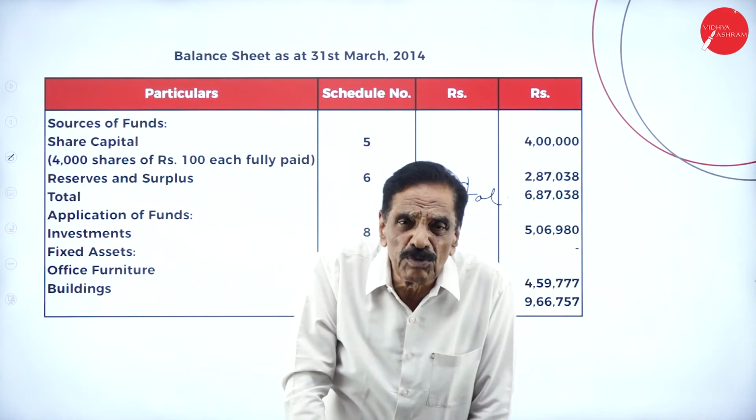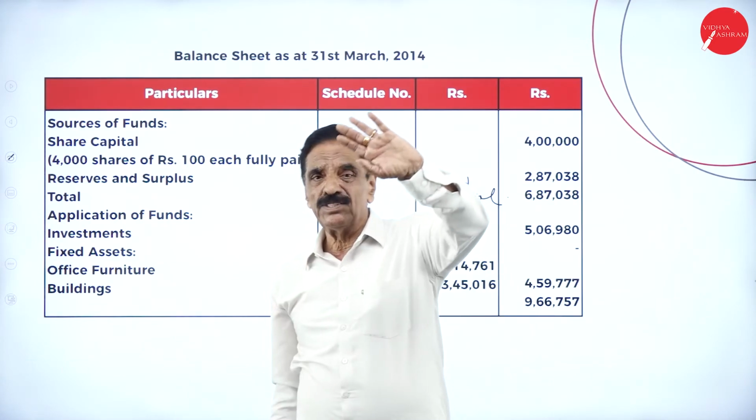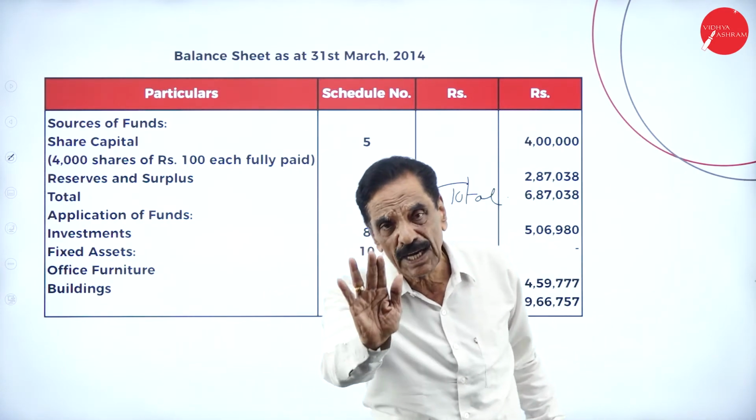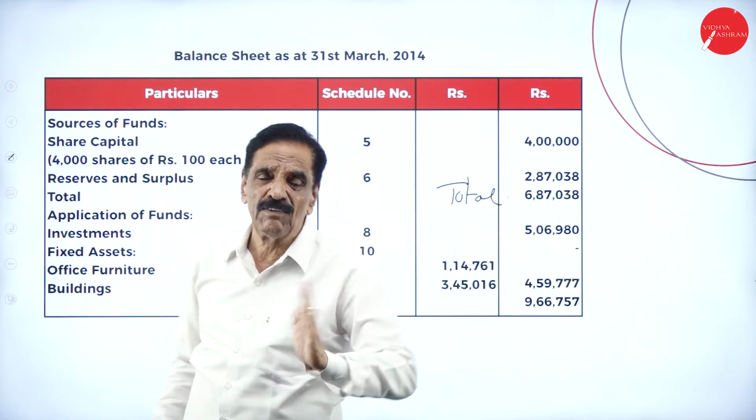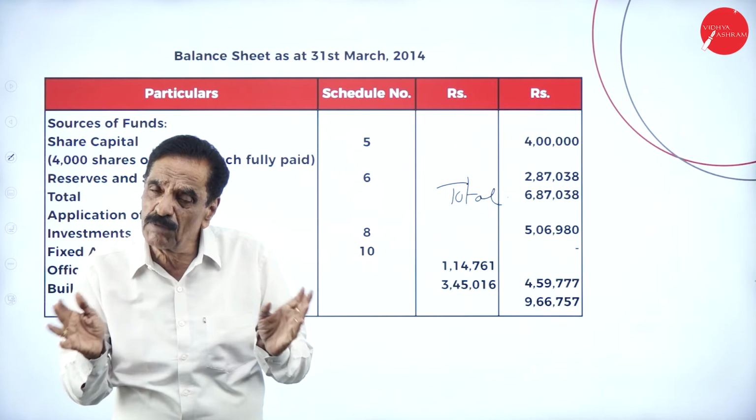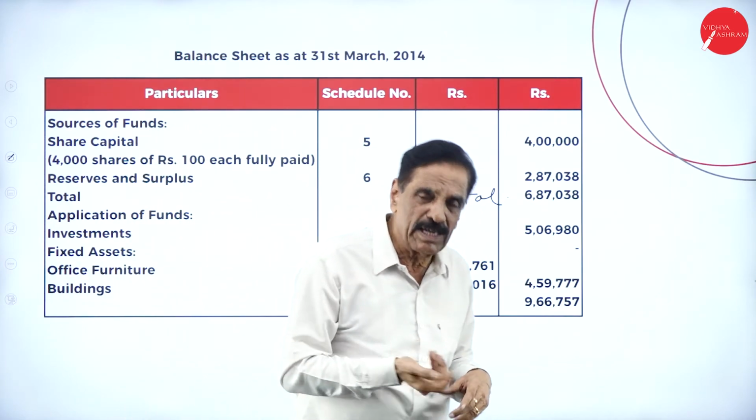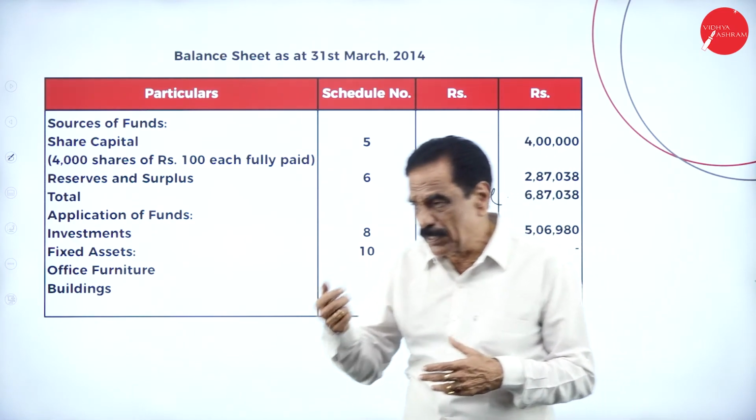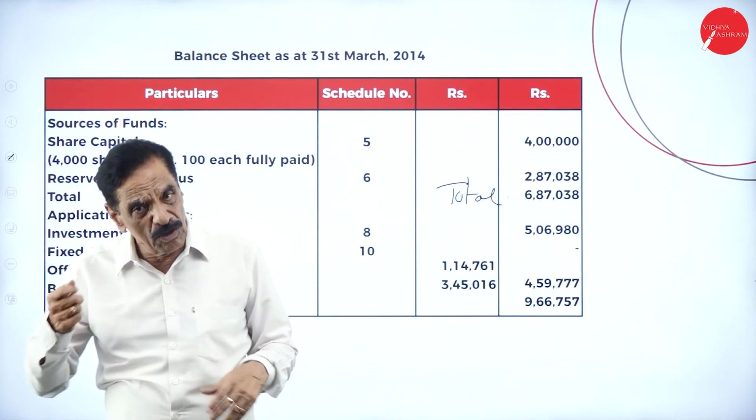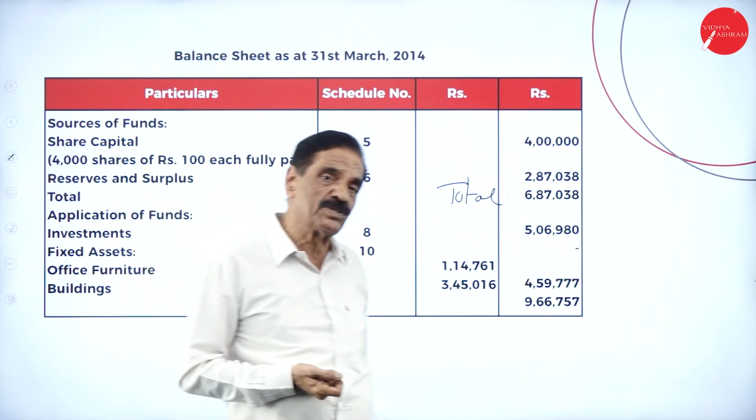The schedules should be learned very, very carefully. The balance sheet schedules go like this: share capital is schedule 5, reserves and surplus is 6. Then we have borrowings, schedule number 7. Schedule number 8 is investment. Schedule number 9 is loans. Schedule number 10 is fixed assets. Schedule number 11, cash and bank balances.